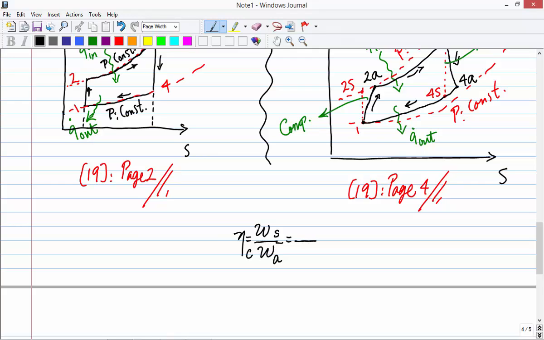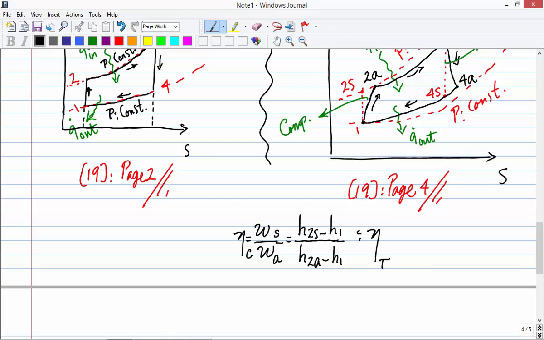And in terms of enthalpies, that would be, so inside the compressor we have process 1 to 2, so the isentropic work is H at point 2S minus H1, the difference between enthalpies, divided by now actual, 2A minus H1, the difference in enthalpies when the process happens actually.